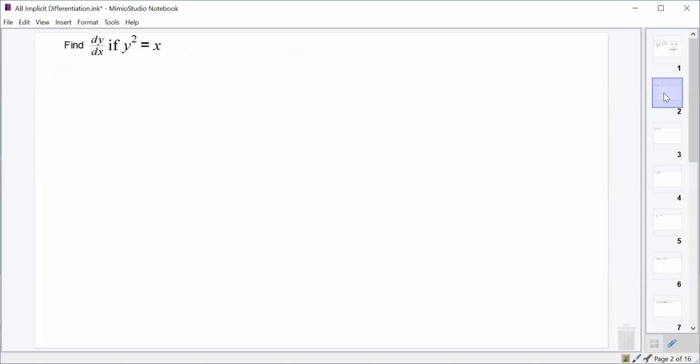So first off, we're given the equation y squared equals x. I'm going to real quickly throw up this equation on Desmos, but you should know what y squared equals x looks like. What does that look like? The square root of x? That's half of what it looks like.